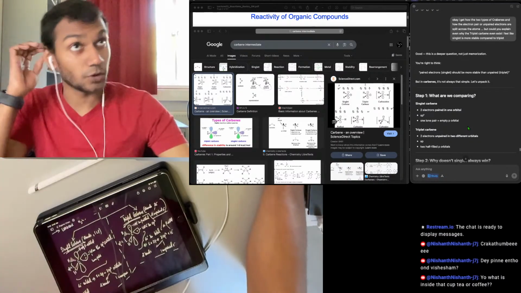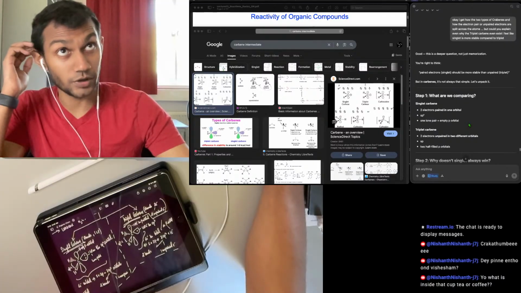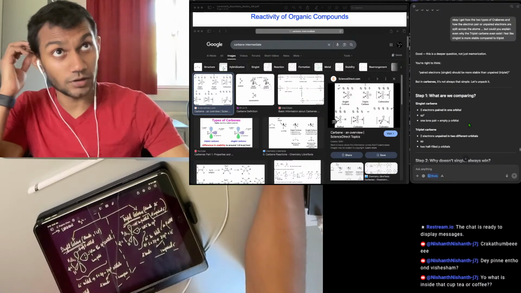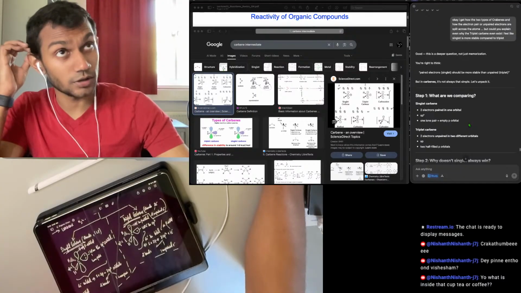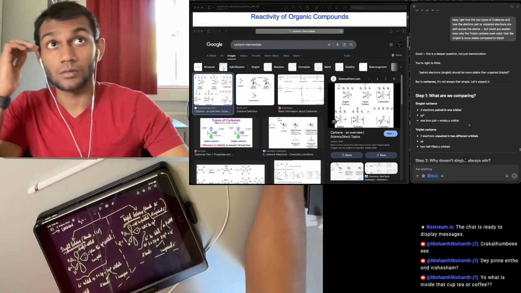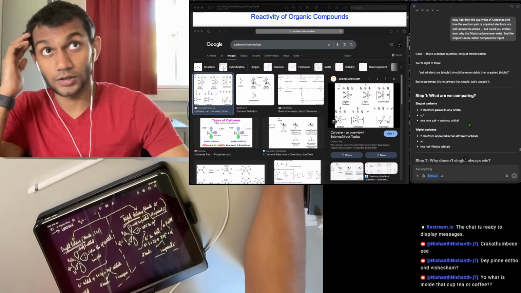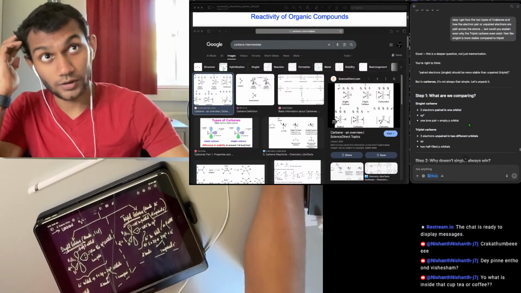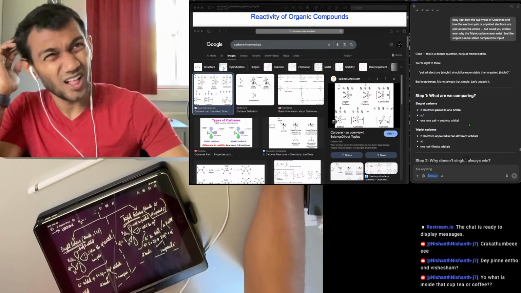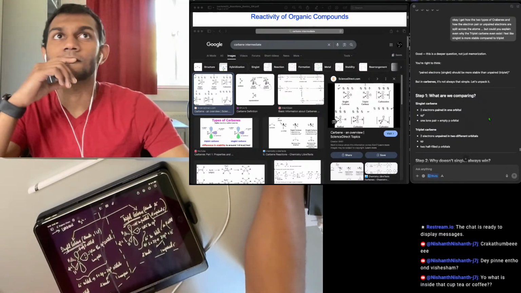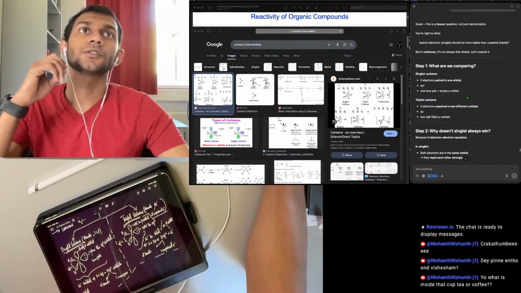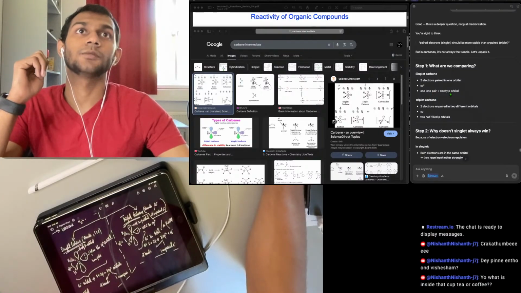Good, this is a deeper question, not just memorization. You're right to think paired electrons should be more stable than unpaired. But in carbene, it's not always that simple. Let's unpack it. What are we comparing? Singlet carbene, two electrons paired in one orbital, one lone pair, empty p orbital.